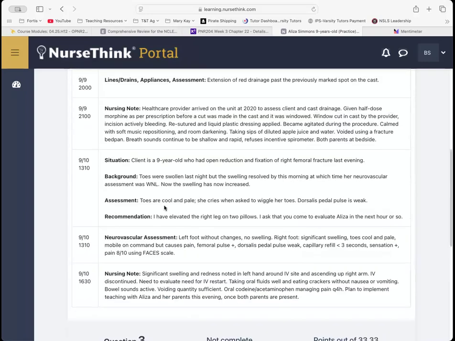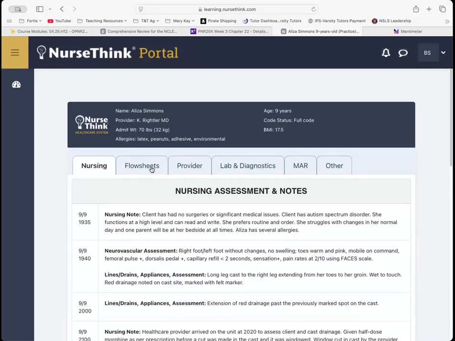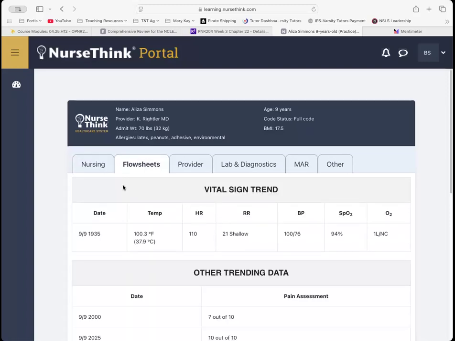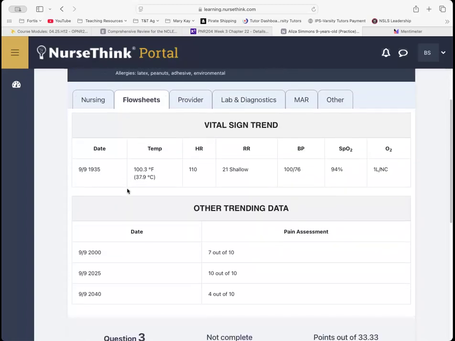Great job, guys. So let's take a peek at Miss Eliza's vital signs. So what do you see there in her vital signs that looks a little questionable? Her temperature. We have an elevated temperature. Her O2. Yep, we're only satting 94% and we are on 1 liter. Then the 21 shallow breaths. Yep, we've got our respiratory rate is 21 and they are very shallow.